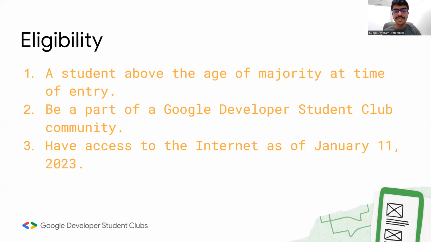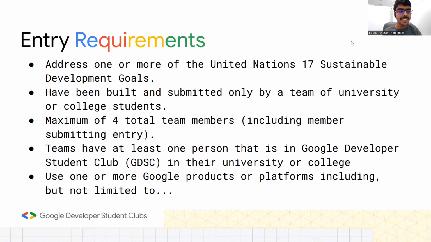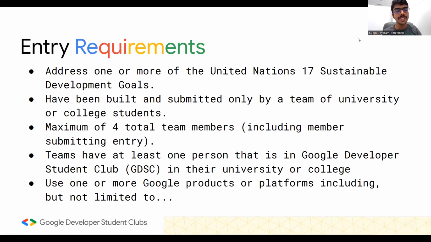And you need to have access to the internet as of January 11th. You all are on Zoom and watching this, so this should not be a problem. So for the entry requirements, as I mentioned, we have to address one or more of the 17 goals. And this has to be built and submitted only by a team of university or college students. So for example, a team of Texas A&M students.